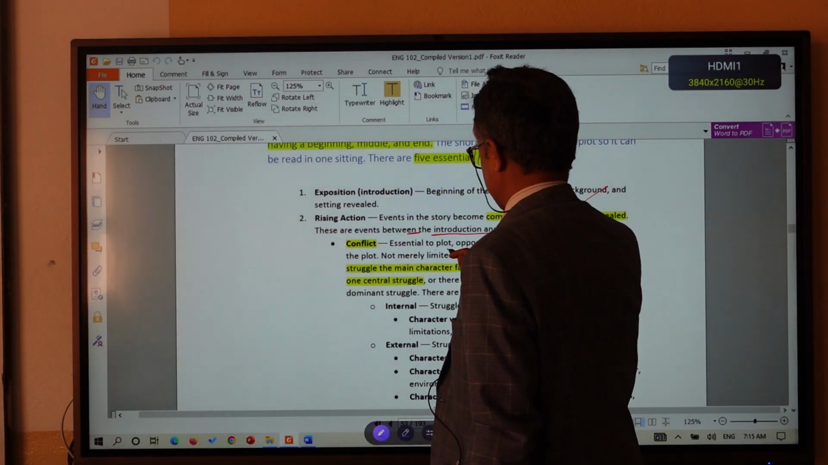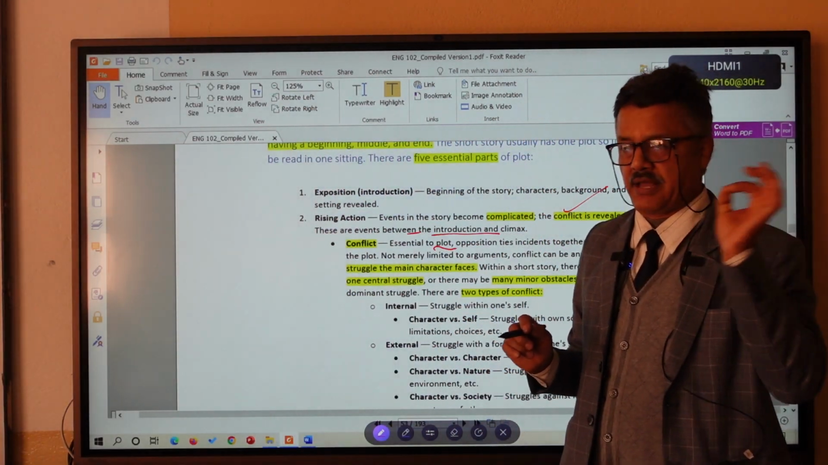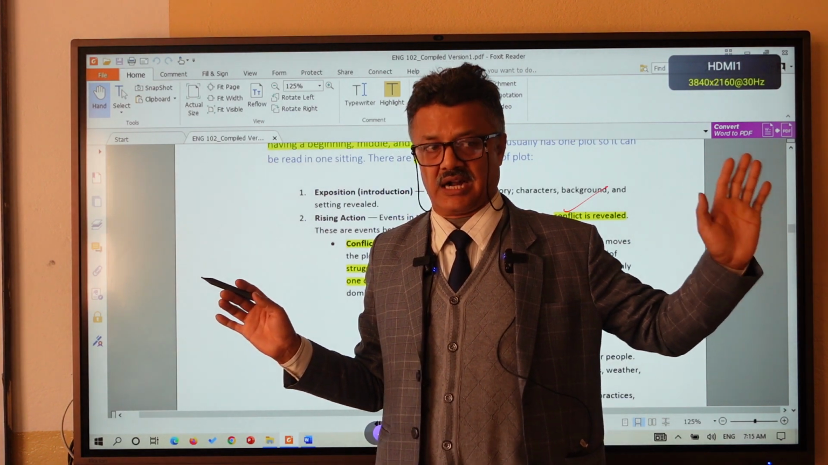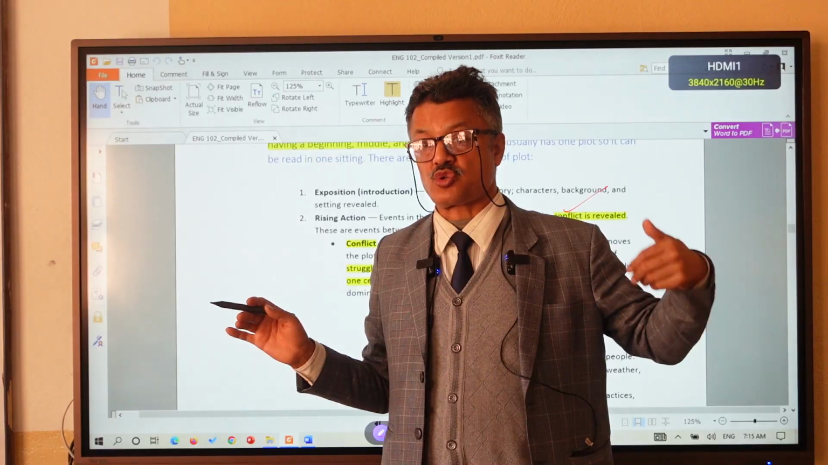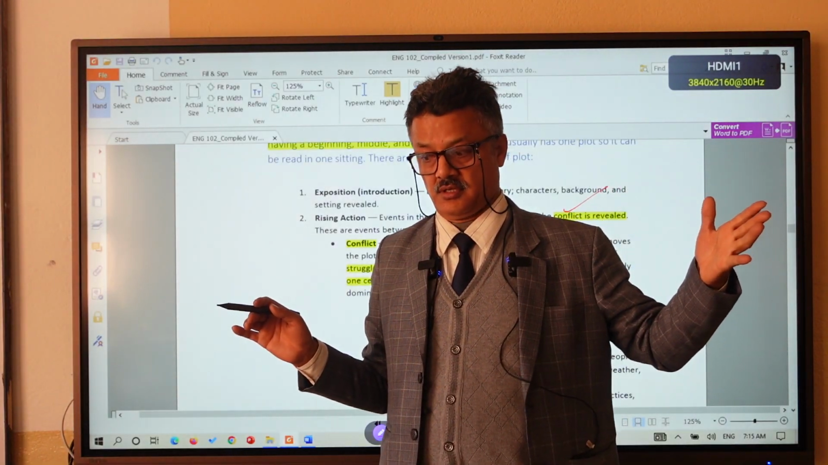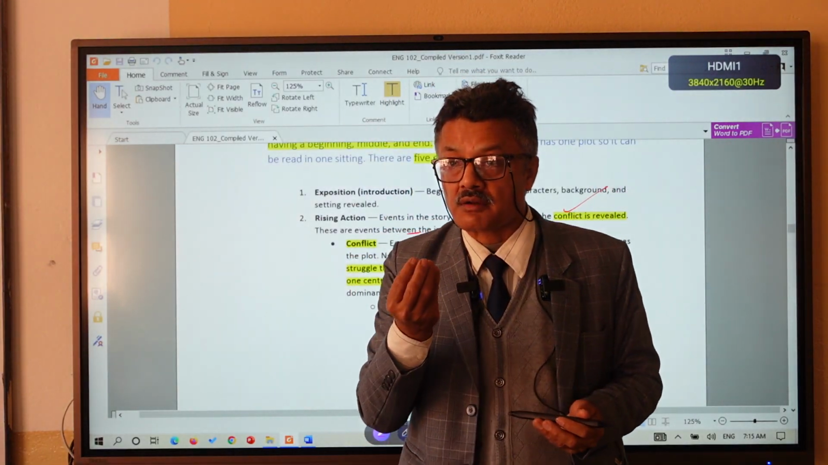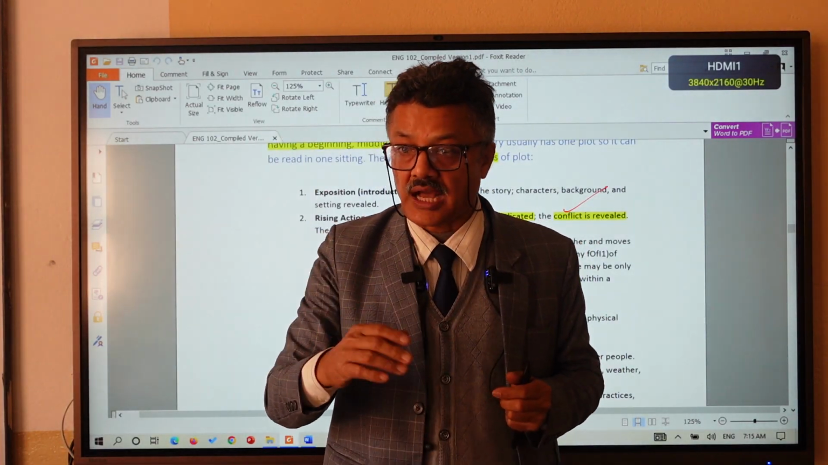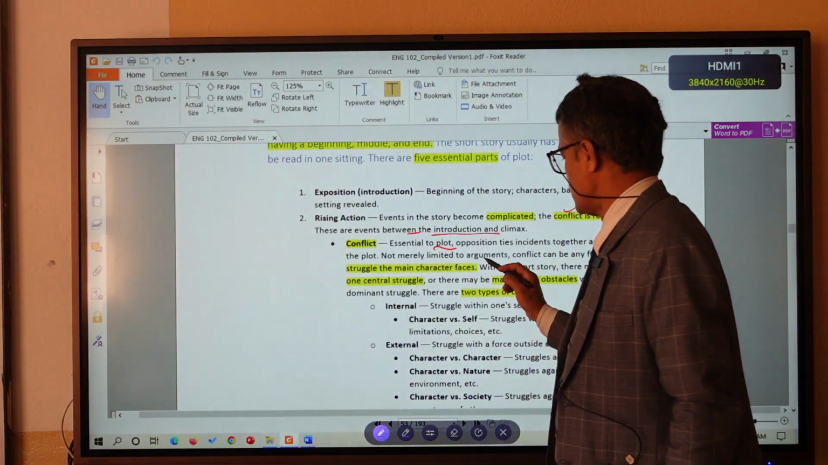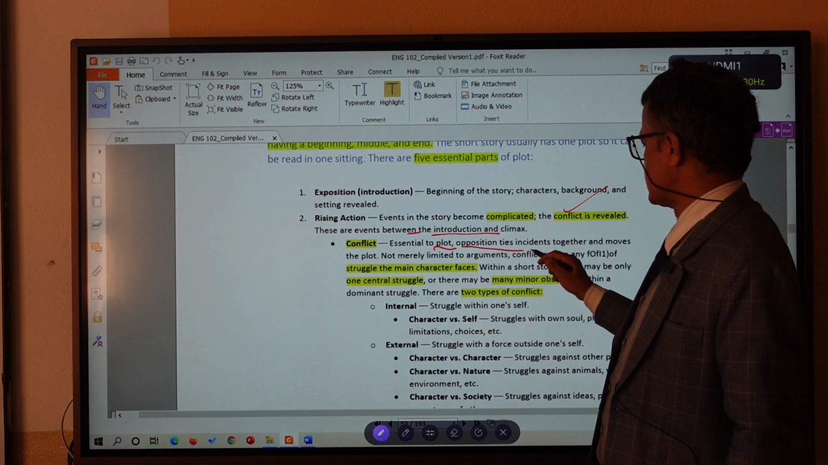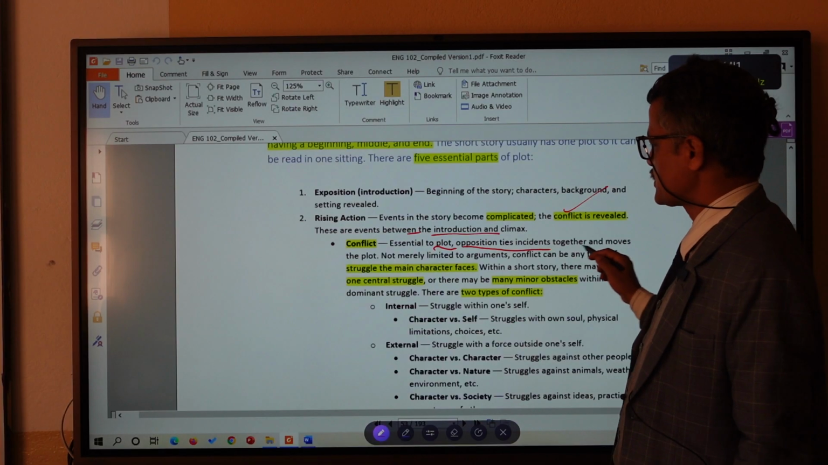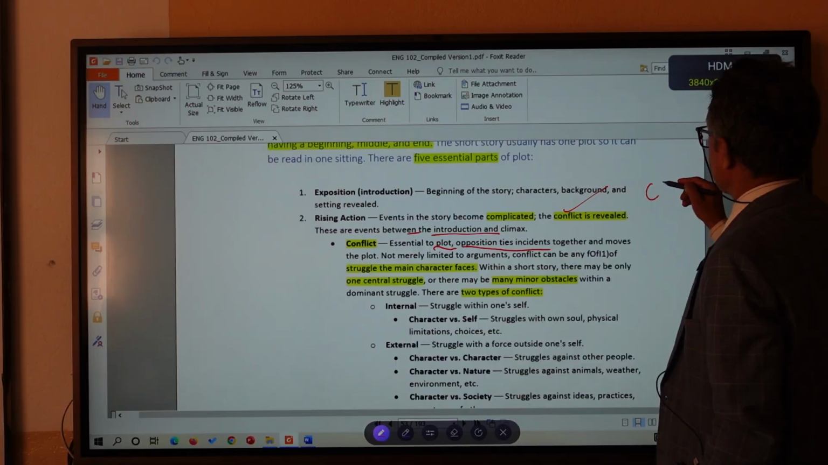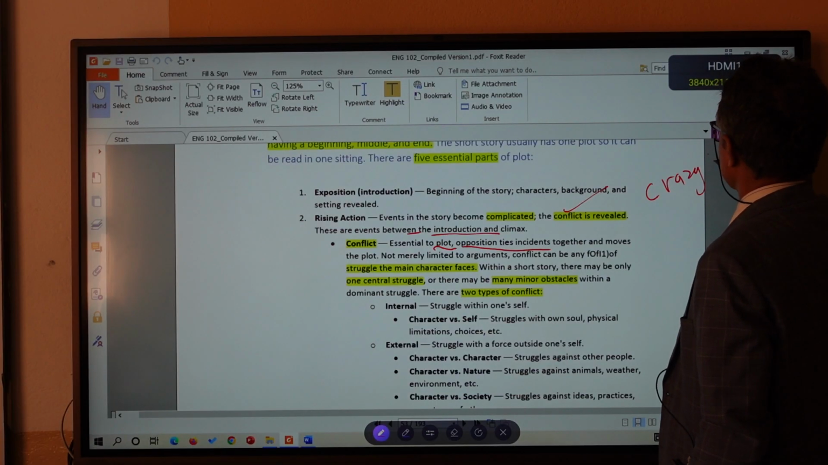Essential to plot. See, you cannot make a story without conflict. There are types of conflicts, but there is no story without conflict. What does conflict do? Conflict is like fire that grows, that develops the story, right? Plot, opposition ties incidents together and moves the plot. So, for example, in this story, conflict starts with the crazy idea.